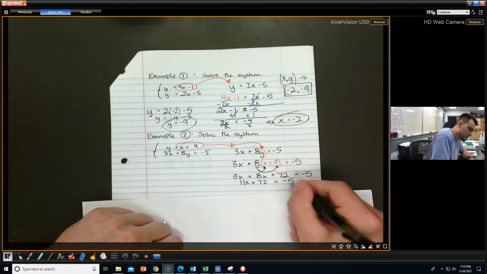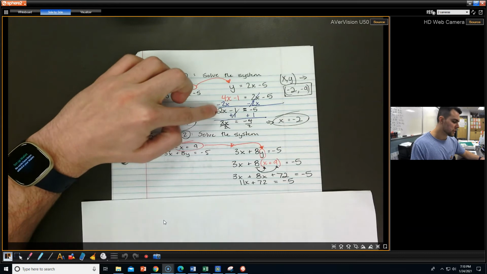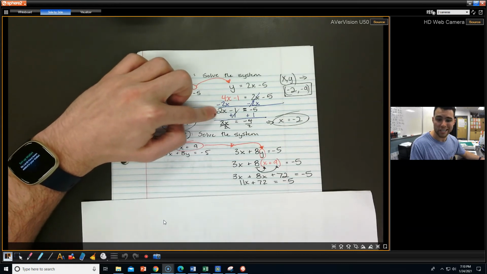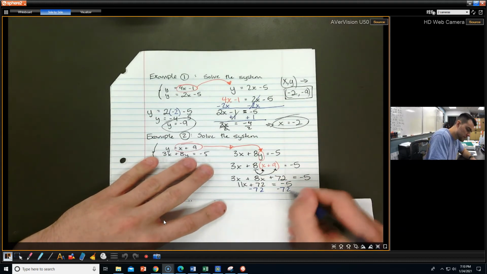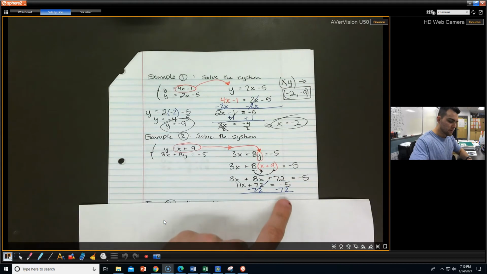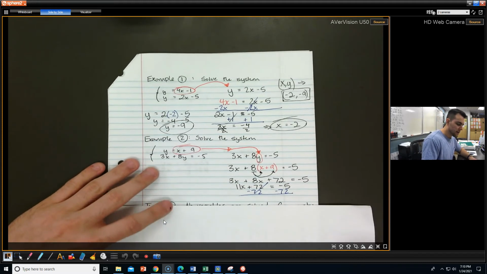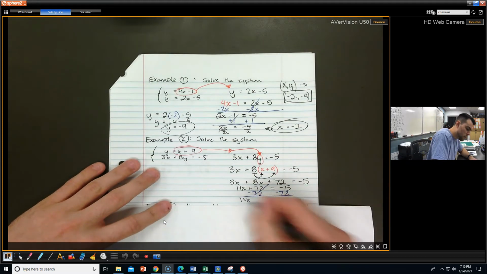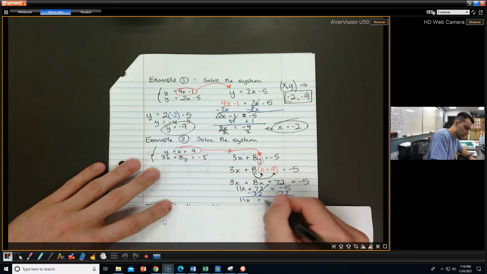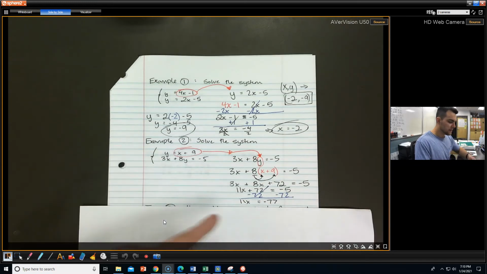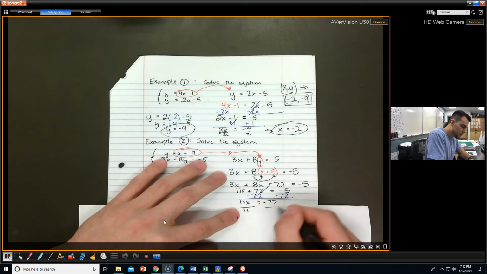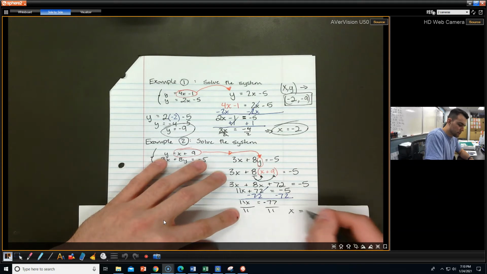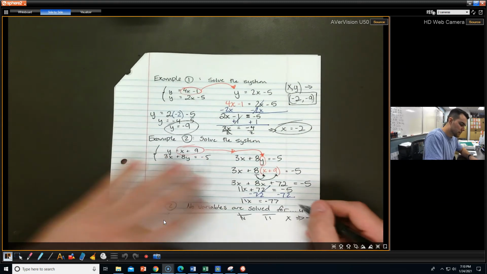And once again, we have another two-step equation, just like we did in the first example. So again, I'm going to subtract 72 from both sides. So negative 5 minus 72, that's going to get more negative, so I'm adding those numbers, and I get negative 77. And then I divide both sides by 11. I'm going to end up getting x is equal to negative 7. Okay?